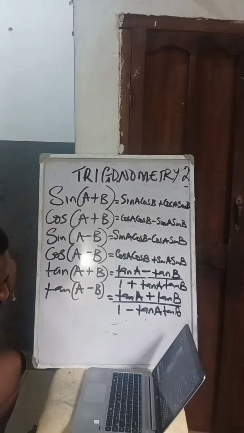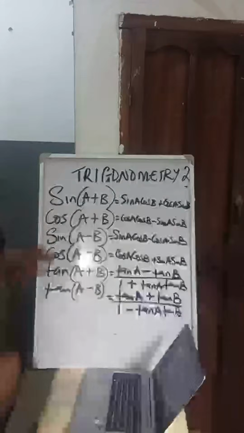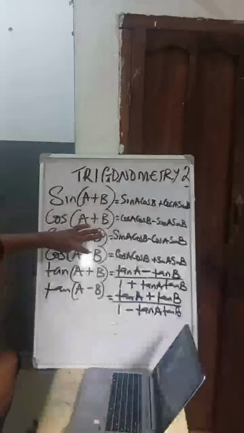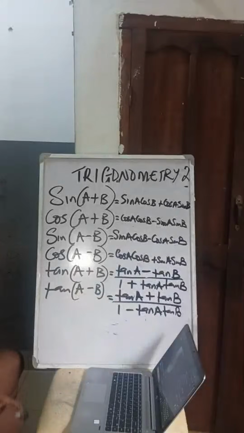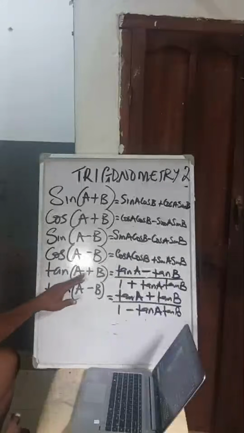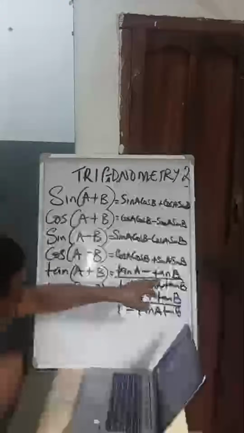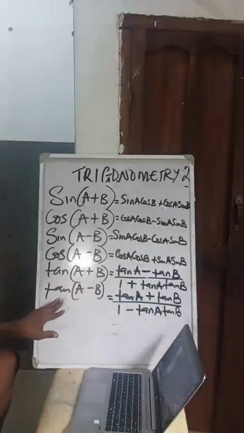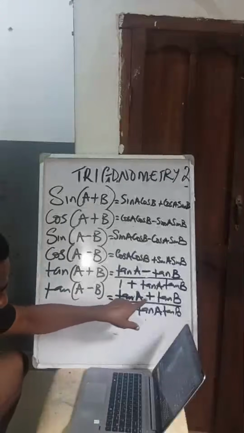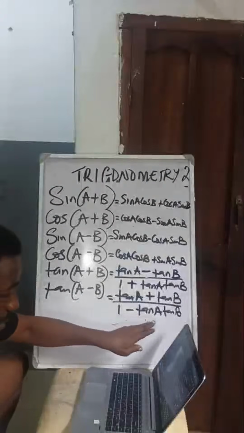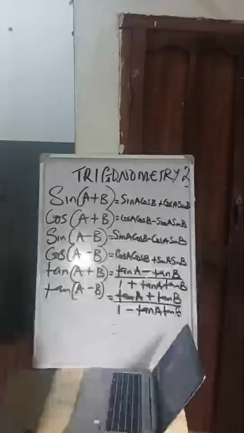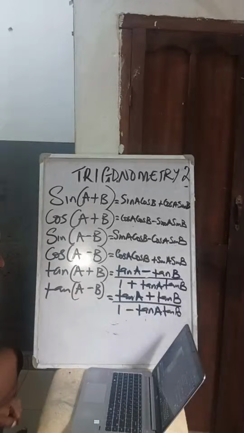That's what I'm just saying now. For cos, the sign alternates. If it is plus, then it will be minus. If it is minus, it will be plus. Take note of it. Then for tan A plus B, it is tan A plus tan B over 1 minus tan A tan B. Then tan A minus B is tan A minus tan B over 1 plus tan A tan B. So pay attention to this. We are going to utilize it.